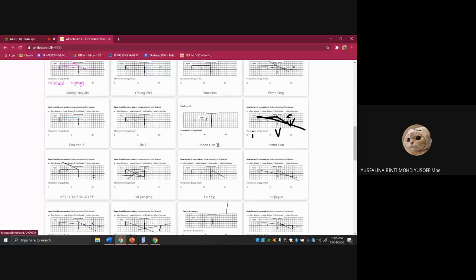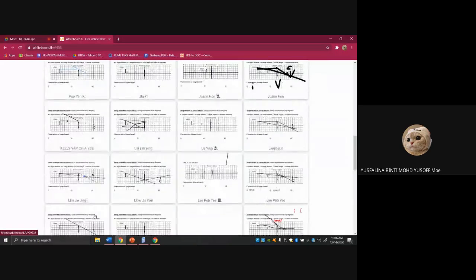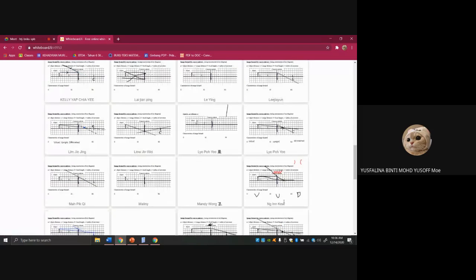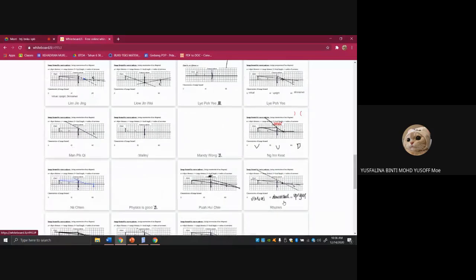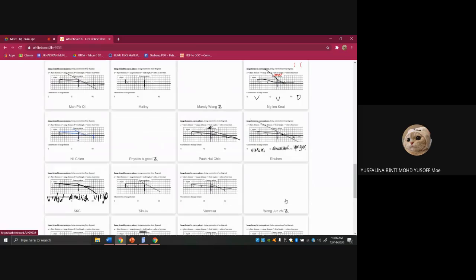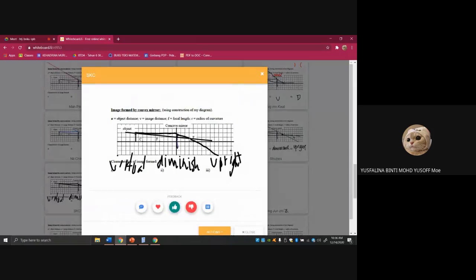This one is not correct. This one is for concave only. For convex, you cannot draw like this. This one is for lens, right? So this one is not a convex mirror. This one is wrong. Jing, correct. Jingwei, wrong. Oyi, correct. Inkian, correct. Niqian, okay. Yuren, good. So you should label the image. Where is the image? You should label the image here and put an arrow there.